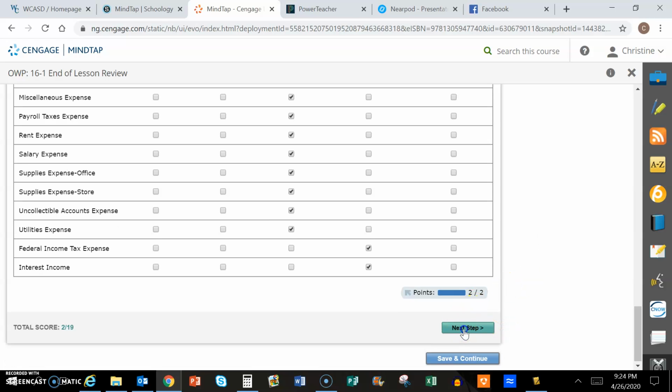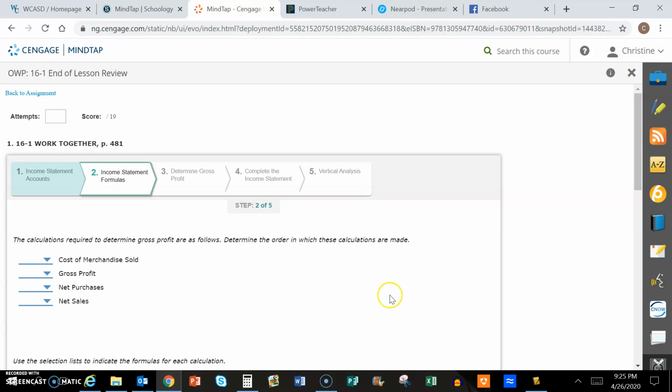So let's go to the next step. Okay, in this step, some of them we're going to give the formulas for different things. All right, so this one says calculations required to determine gross profit are as follows. Determine the order. So you first need sales, then you have your net purchases, then you have your cost of merchandise sold, and then you have your gross profit. Okay, so you sell stuff, you get the money, then you buy stuff. You have your cost of merchandise sold. The cost of merchandise sold is what it cost you to sell that merchandise, and then your gross profit.